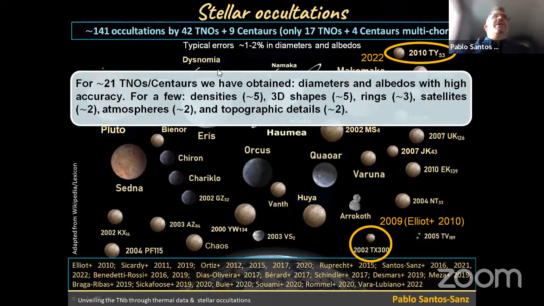And as I said, only for around 20 of these objects do we have multi-core occultation. And typically for these objects we have obtained diameters and albedo with high accuracy. And for a few of them, densities, also 3D shapes, rings, satellites, atmospheres, and also topographic details that we are starting to characterize in these objects.